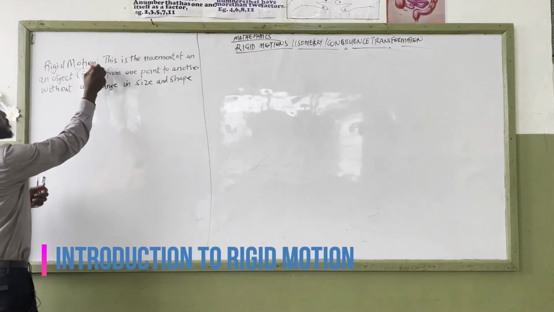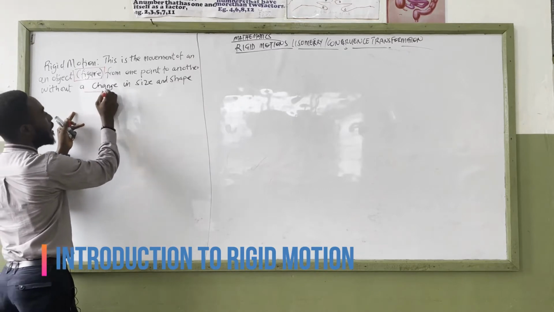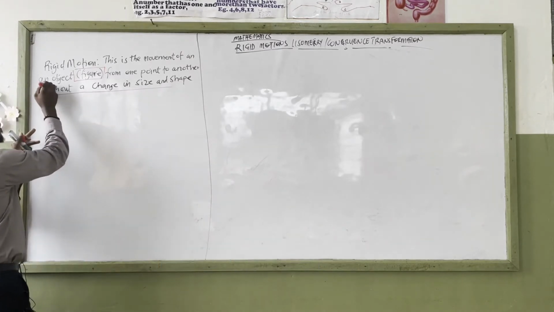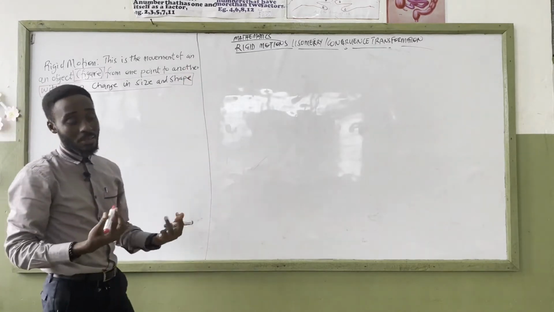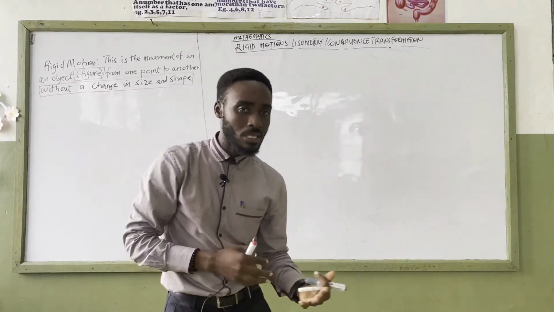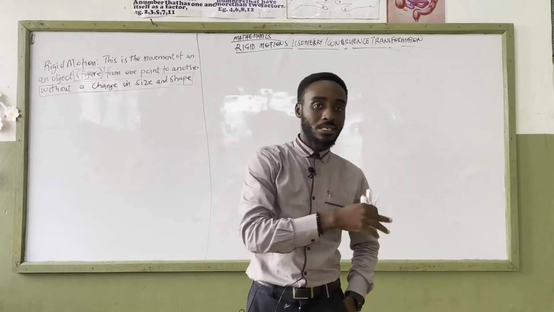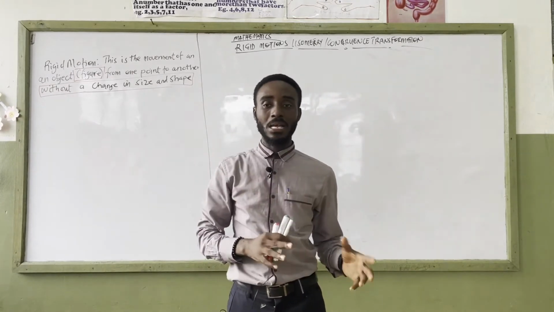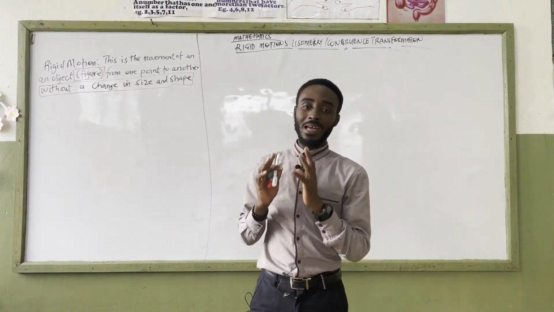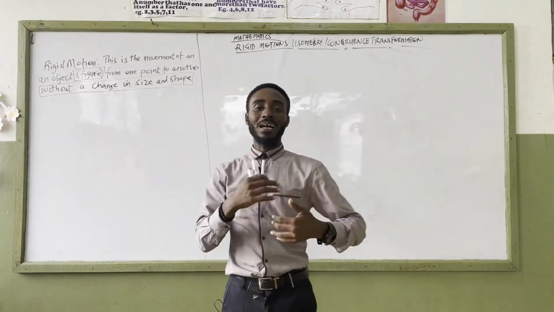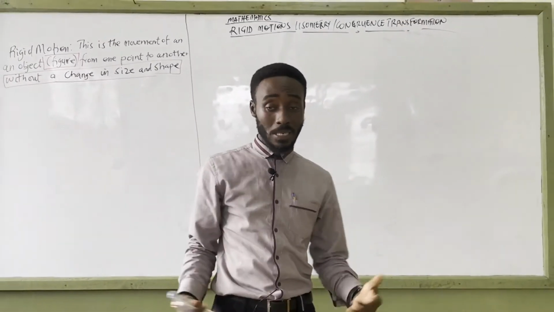The figure, and then the fact that there is no change in size and shape. There are other forms of motion that would mean there will be a change in size and shape, like dilations and enlargements. However, for rigid motions, we are looking at that kind of transformation or movement where there is no change in size and shape. That's basically what it is.